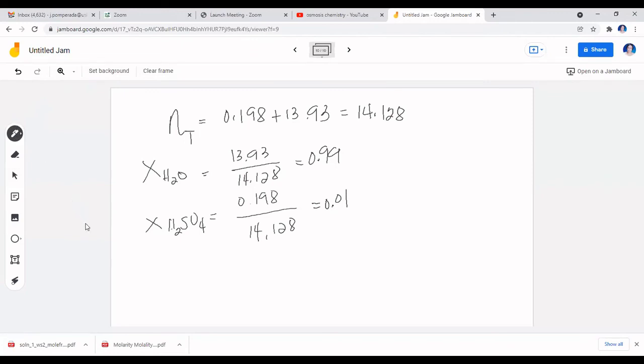So we have solved problems now starting from mole fraction down to molarity and molality. Any questions so far before we go to the last? Any question? Okay, there's none. So the last, I'll share it here.